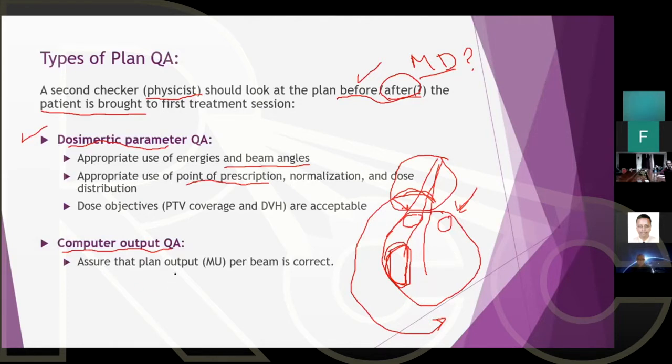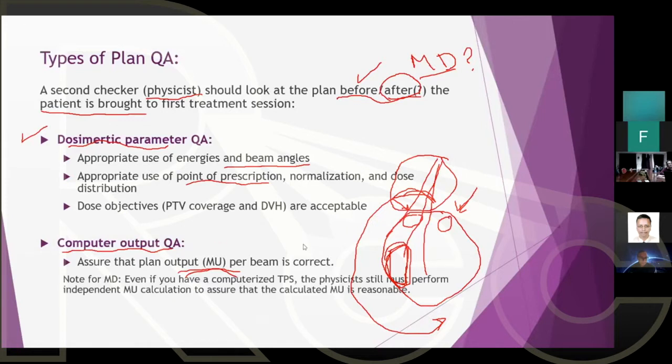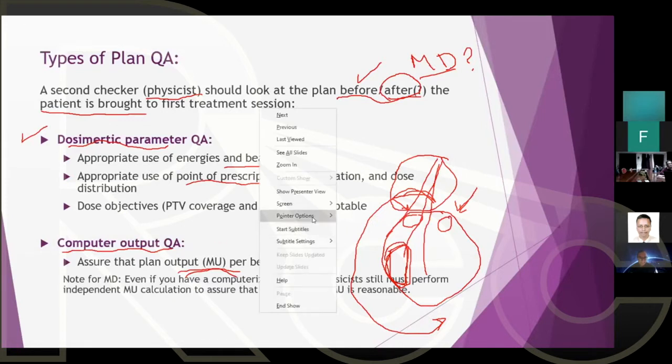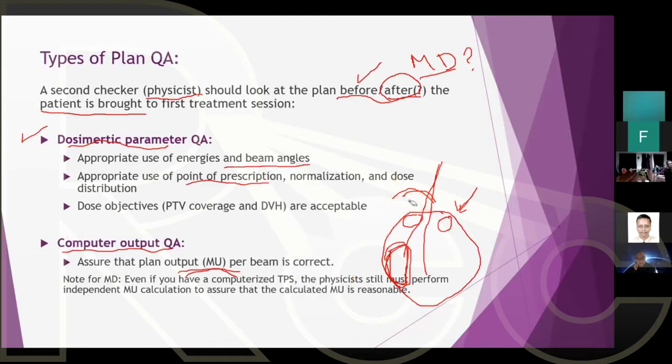And for 3D CRT conventional planning, the output is the monitor unit per beam. So the planning system is telling you that for every beam, there's a particular monitor unit. And now the physicist has the task of verifying this monitor unit. So the question is, how do we do that? Does anyone know how we do that before I continue? How do we verify the monitor unit of the planning system? Any takers? No?